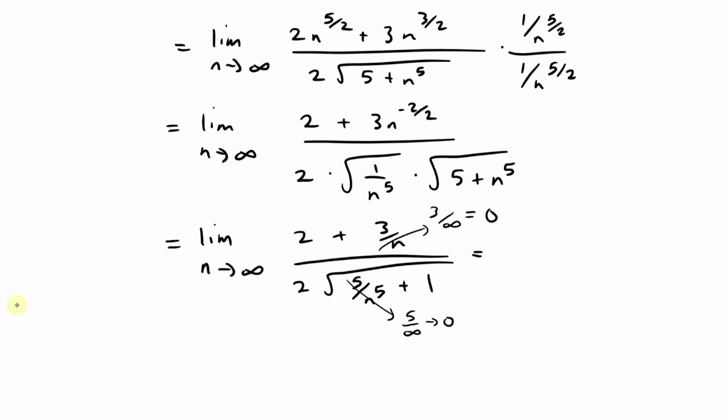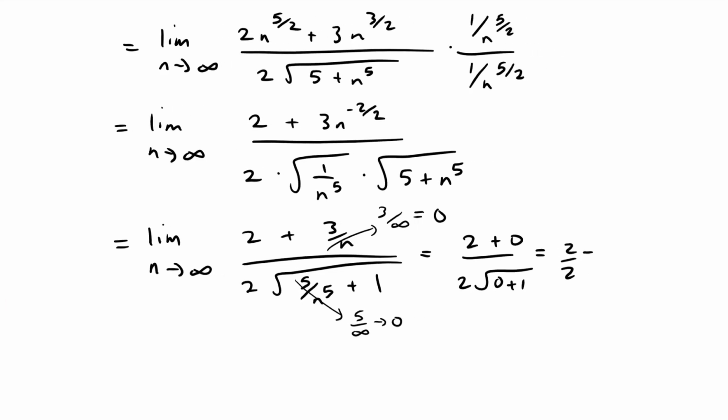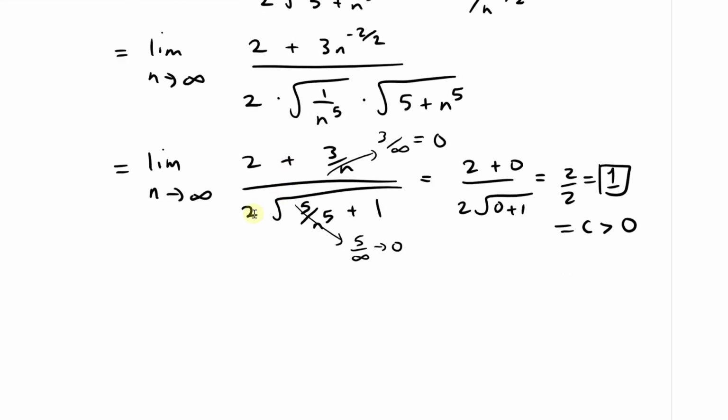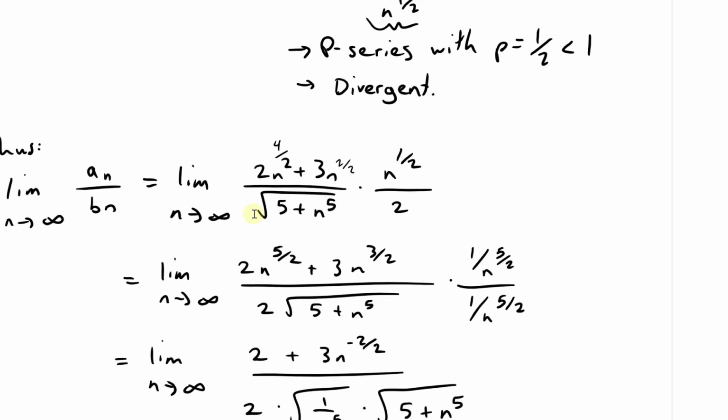So then what we have is the limit as n approaches infinity. We're going to have 2 plus 0, divided by 2 times the square root of 0 plus 1. In other words, we're just going to get 2 over 2, and that just equals 1. So this just equals 1, and we know that this equals c, which is greater than 0. So that's the limit comparison test.